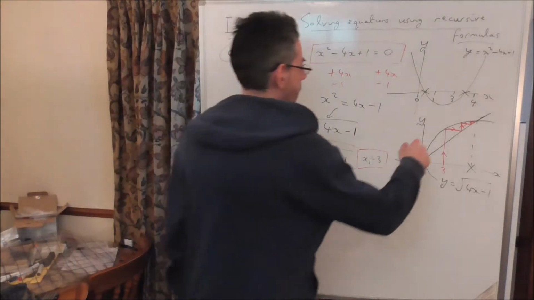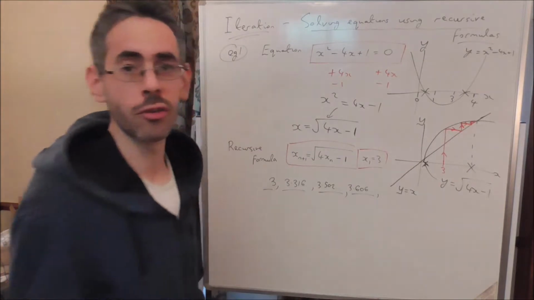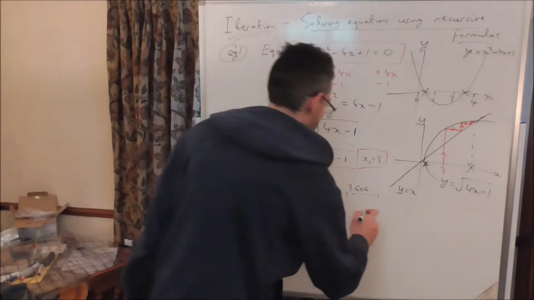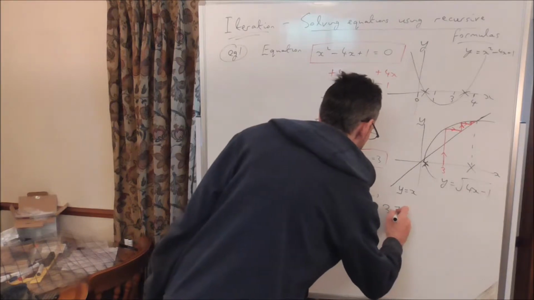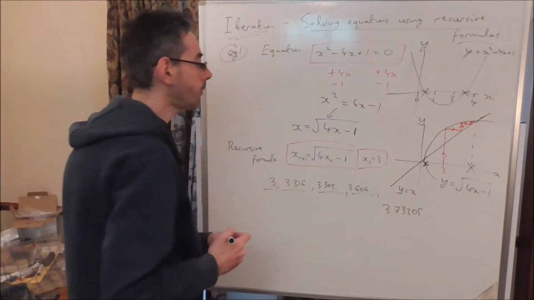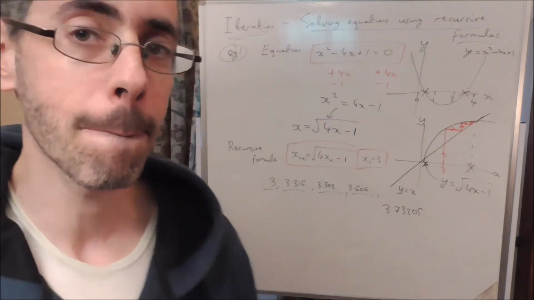So hopefully that explains what's going on. After quite a few button presses, we saw that the digits stopped changing. And the solution was, I think, 3.73205... So it got close to the solution very quickly.